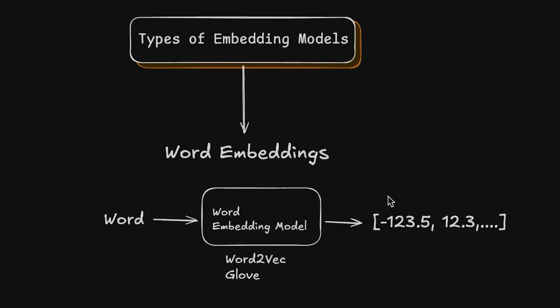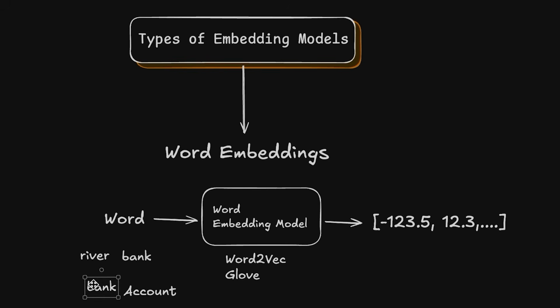But the problem with word embeddings is this. Let's say you are trying to create an embedding for the word river, and then there's another word, let's say bank, and another word, let's say account. In word embeddings, the embeddings are generated for individual words. So the main limitation is that, let's say you have a sentence, river bank, and you have another sentence, bank account.